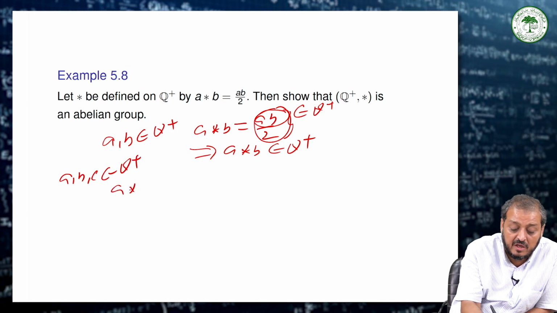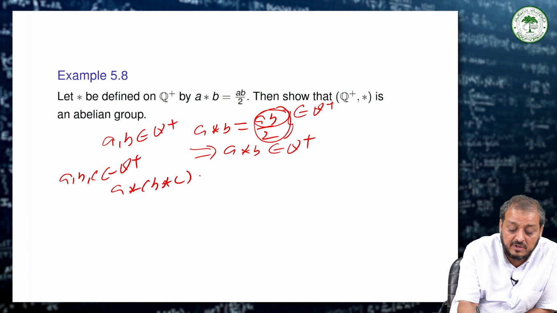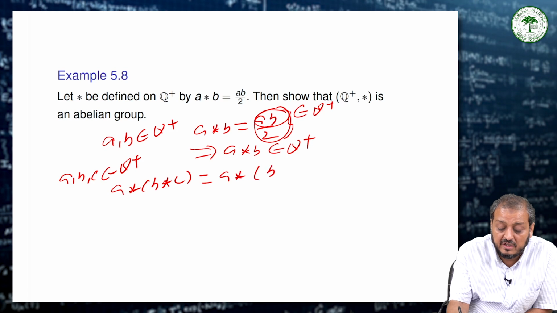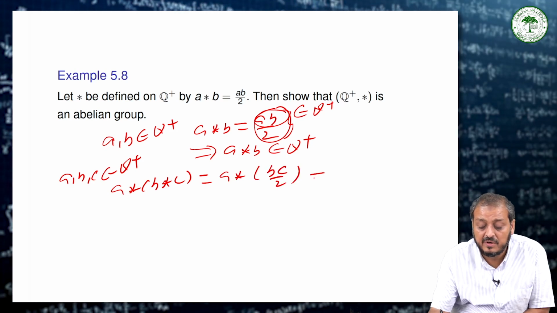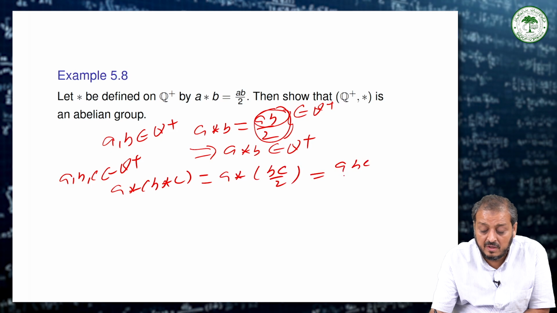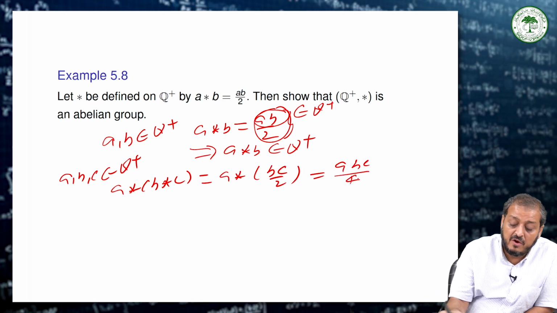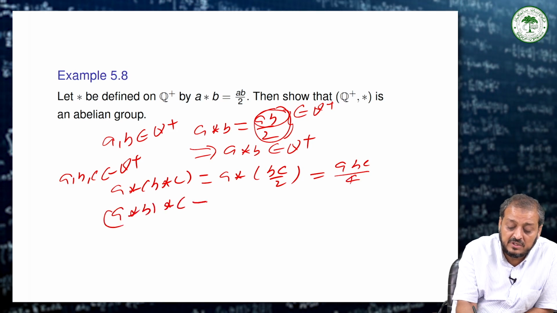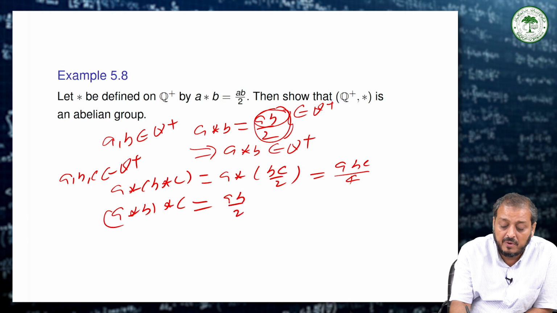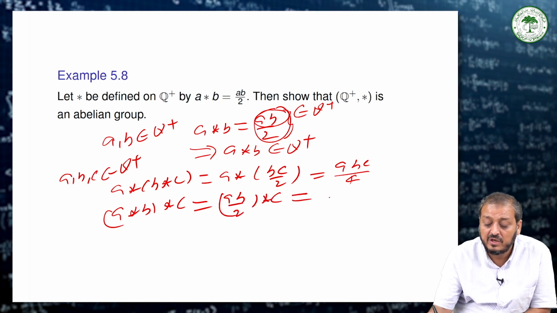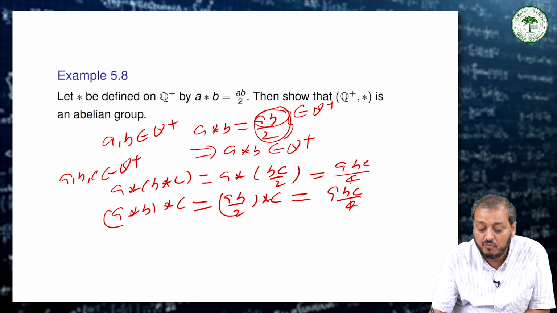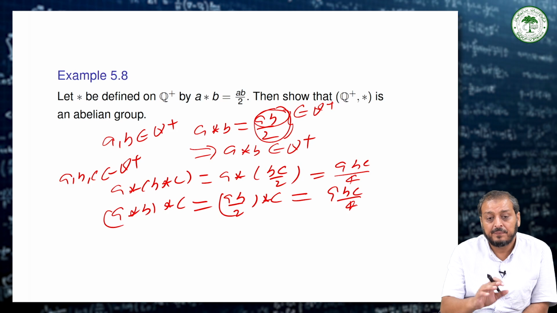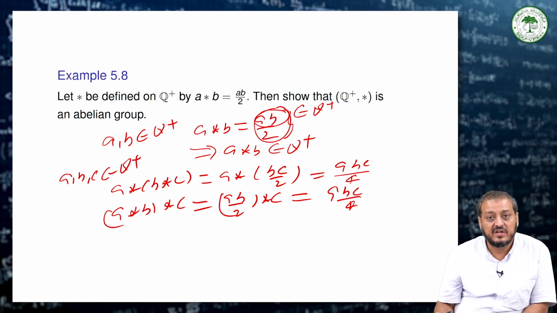So we take A composition (B composition C), which is A composition BC by 2, and this can be written as ABC by 4. Similarly, (A composition B) composition C can be written as AB by 2 composition C, which again gives ABC by 4. So these two are equal, and the associativity condition is satisfied in this case.